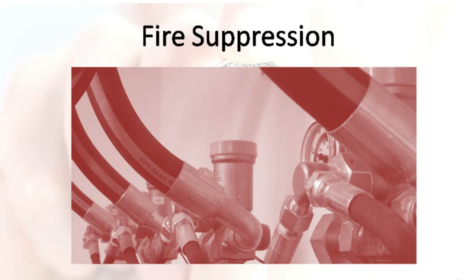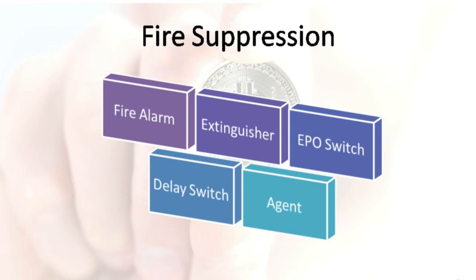Now, to be quite honest, you have little to no control over the fire suppression system, especially if you are in a co-lease space or brownfield construction. That said, you should still know what is in place and how the system protects your mining farm. So now let us go over the major components of the suppression system. There are 5 components in general, which are the fire alarm, extinguisher, EPO switch, delay switch, and the agent.